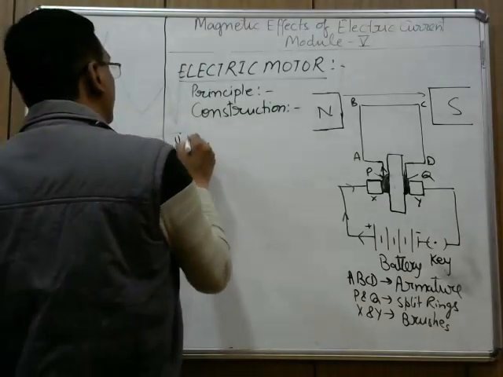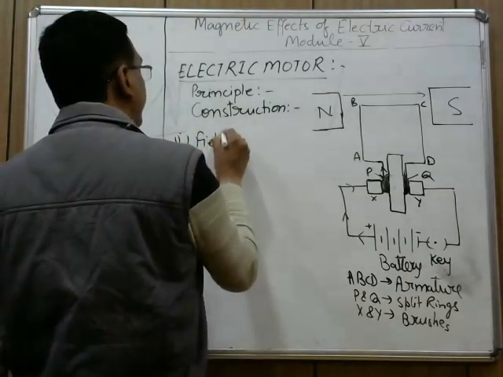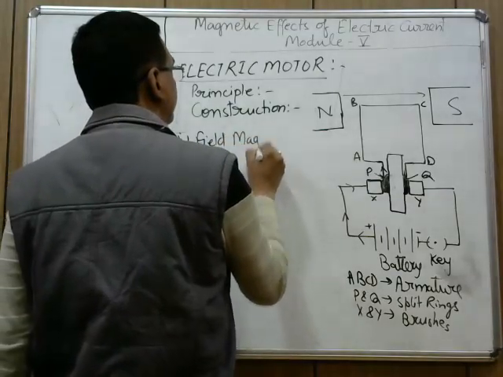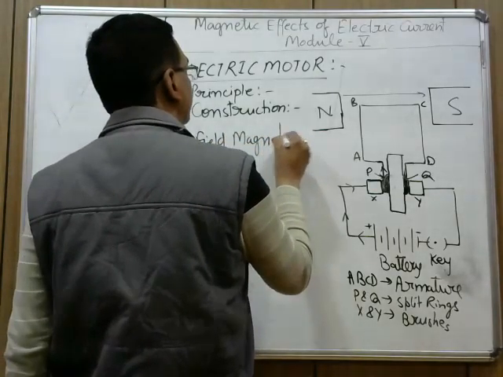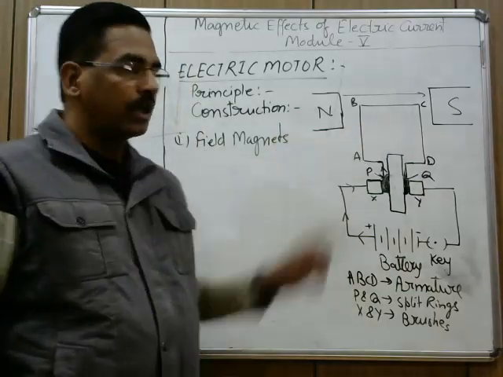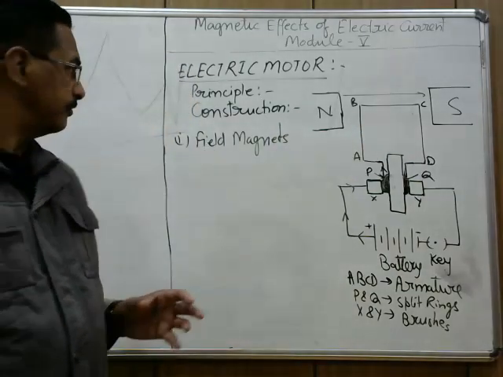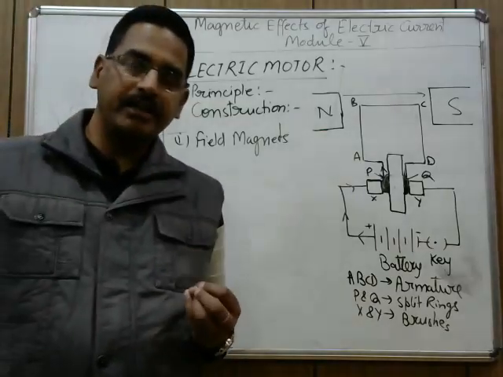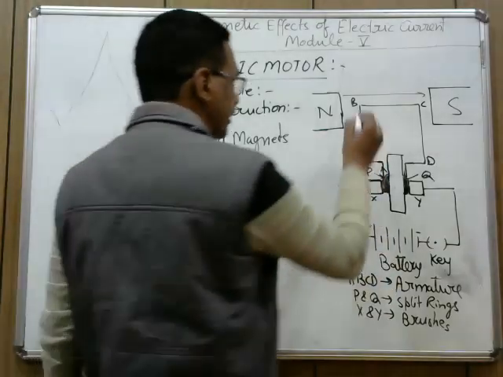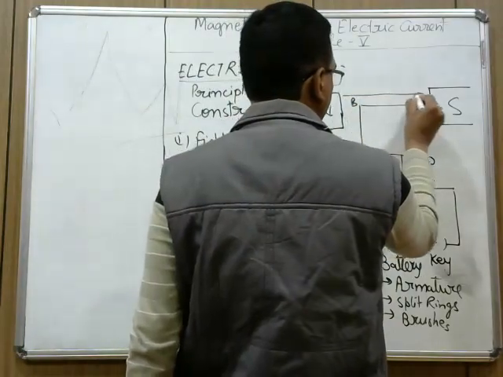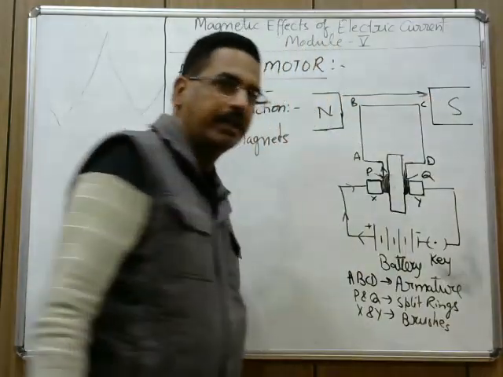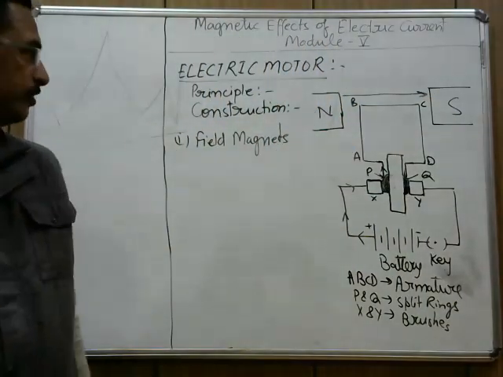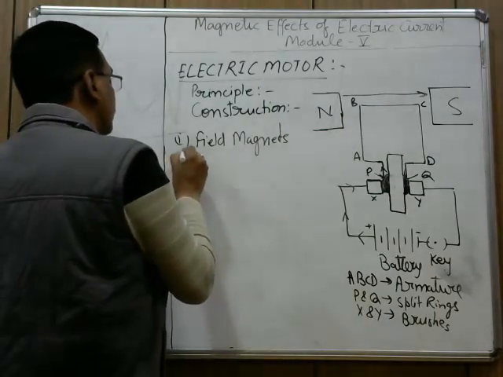First is field magnets. North and south are the poles of field magnets whose function is to provide a strong magnetic field, and the direction of magnetic field is this. This is the direction of magnetic field, north to south. Second is armature.